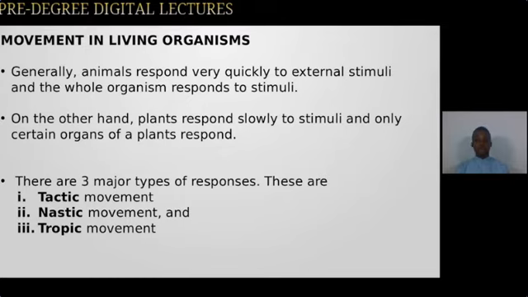quickly, or they respond quicker to external stimuli than plants. And then when animals do, the entire organism responds. But in plants, it is slow, and then only certain organs of the plants respond. So generally in biology, there are 3 basic kinds of movement or responses. And these are tactic movement, nastic movement, and tropic movement. We're going to look at each of them in a bit.